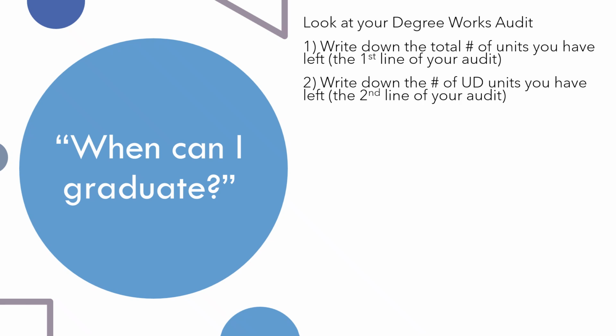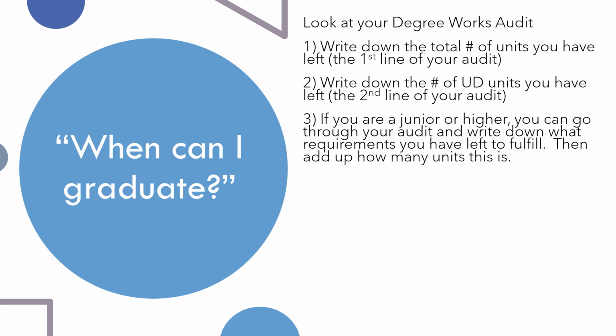You can also go through your audit and write down all of the major and core requirements that you have left to fulfill. Most of these requirements are satisfied with a 3-unit class, so you can then add up how many units you need to fulfill your core and major requirements specifically.